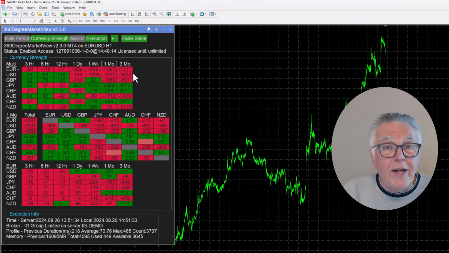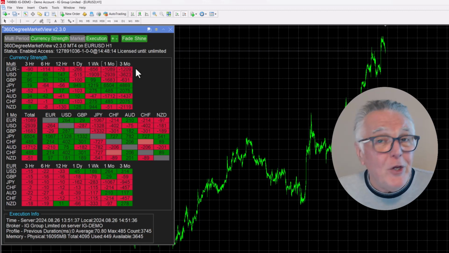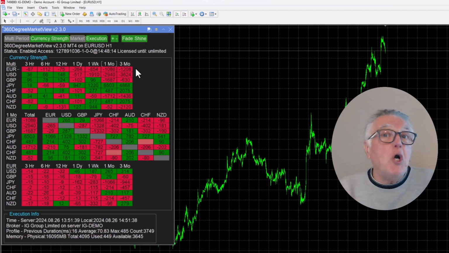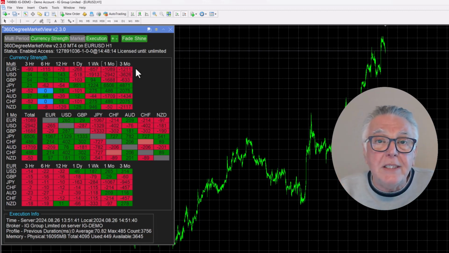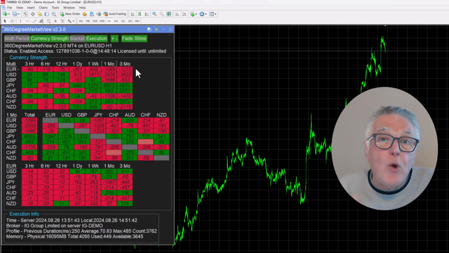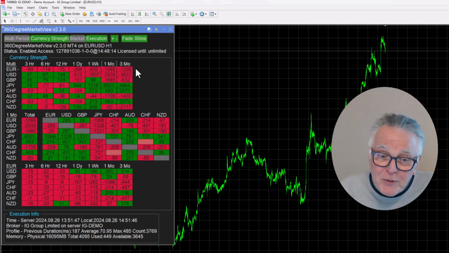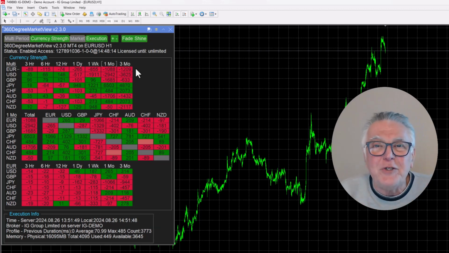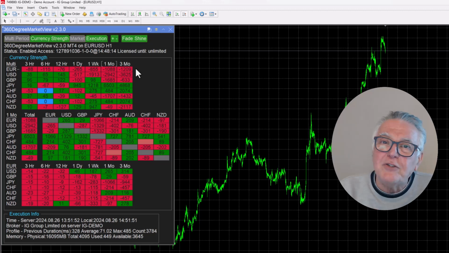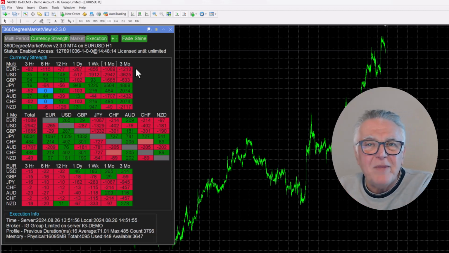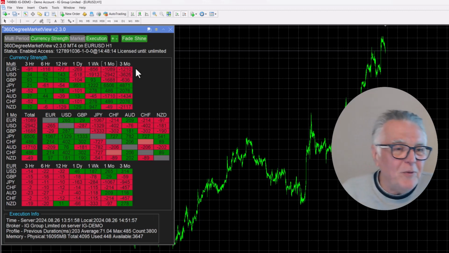Now that's quite important, because when you trade, you don't want to trade a strong currency against a strong currency. You want to trade the weakest currency against the strongest currency. That's what you want to do, because they are going to correct. A strong currency and a stronger one will just move in the same way. So this one is very important.